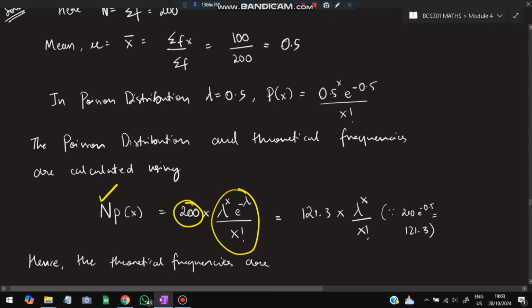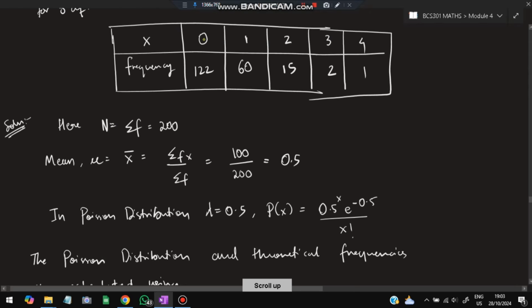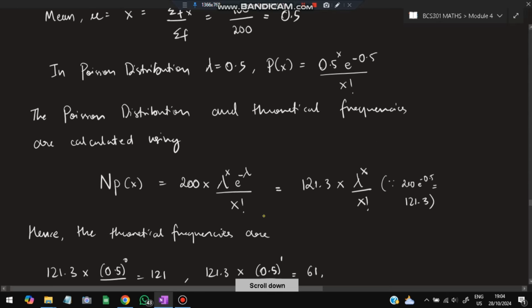Now in this term, I can multiply 200 into e power minus 0.5, because both are constant. This is constant, this is constant. If I multiply, I'll get 121.3 multiplied by this value. Now this value I have to calculate for all of them. Okay, I have the x value differing here, right? I have x value 0, x value 1, x2, x3, x4. So I have 5 types of values.